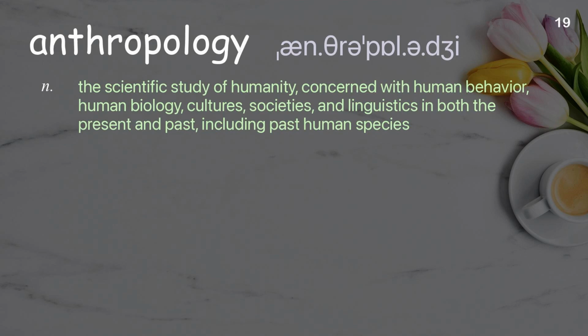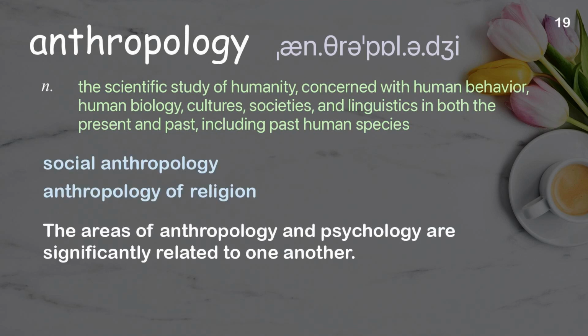Anthropology. The scientific study of humanity, concerned with human behavior, human biology, cultures, societies, and linguistics in both the present and past, including past human species. Examples: Social anthropology. Anthropology of religion. The areas of anthropology and psychology are significantly related to one another.